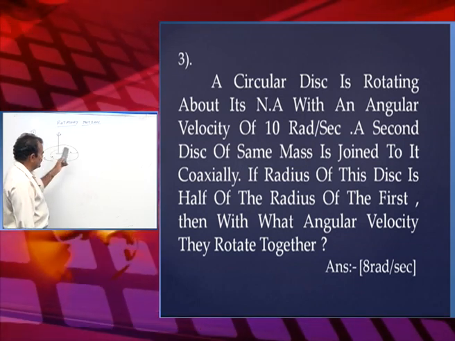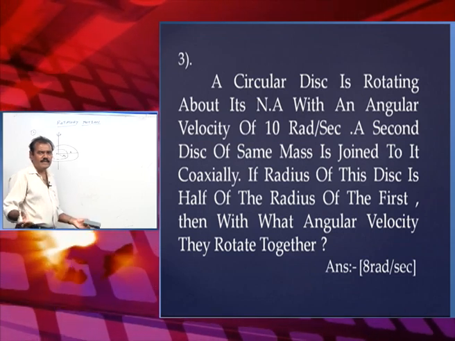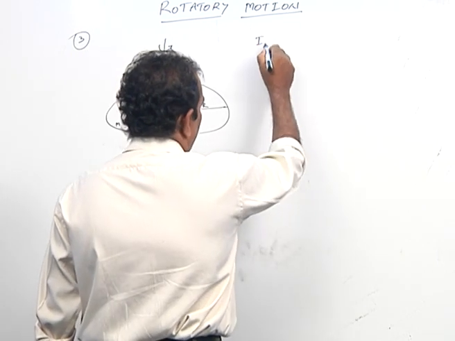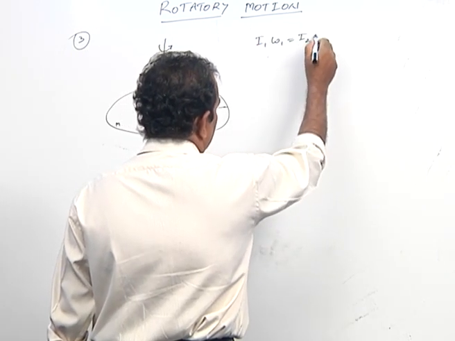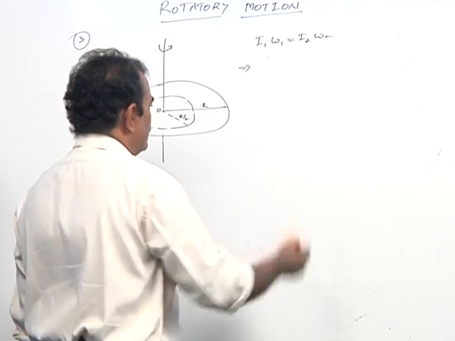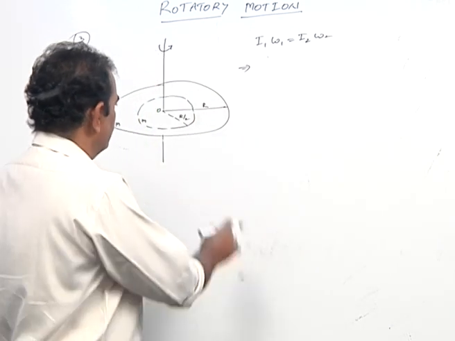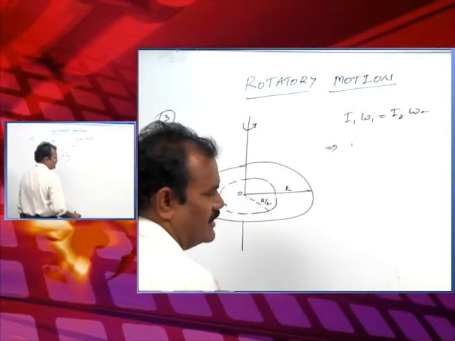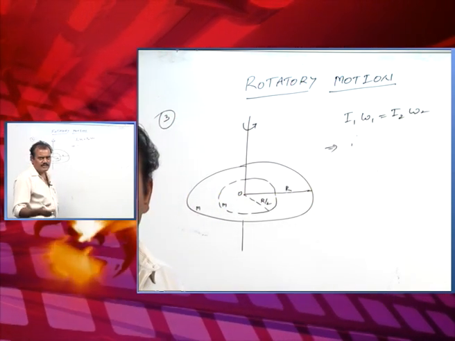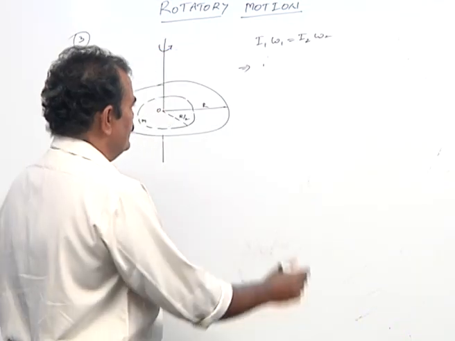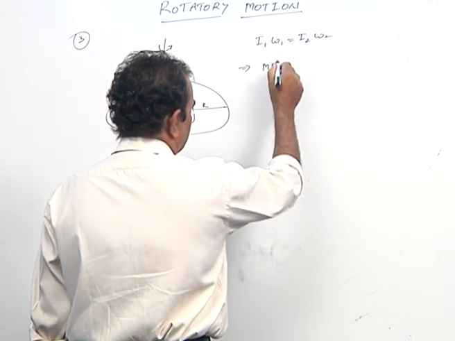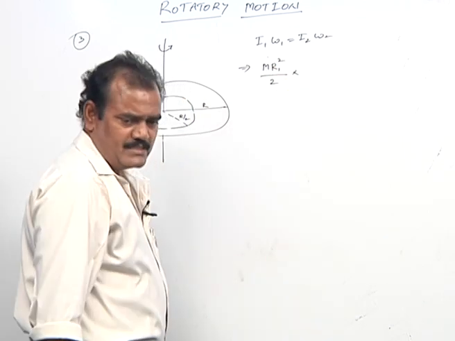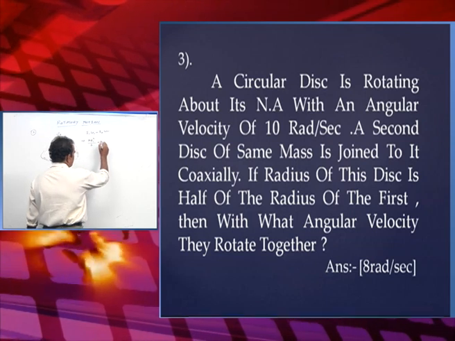Here we can apply conservation of angular momentum, because there is no external torque acting on it. When there is no external torque, we can apply the formula I1 omega 1 is equal to I2 omega 2. First, I1, when there is no second disk: for the circular disk, as you already know from the natural axis formula, it is M R square by 2. So M R1 square by 2, and omega 1 is already given in the problem, 10 radians per second.